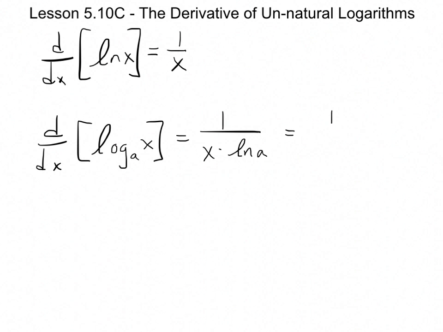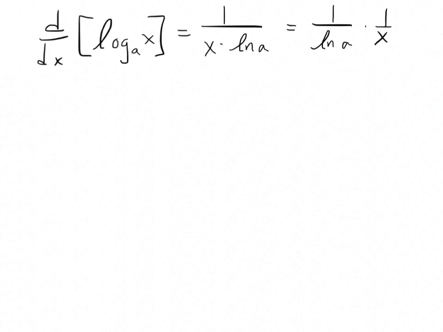Another way of writing that is that it's 1 over the natural log of a times 1 over x, because I do want these things to be connected to one another. I want you to see that the derivative of any logarithm is effectively 1 over x. It's just that when it's a log base a, you also have to multiply by this 1 over ln a thing, right? So let's take a look at a couple of specific examples of that.